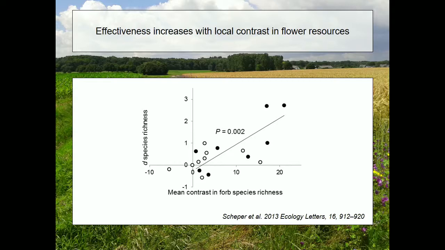But of course, it's not only the landscape, it's also the extent to which measures improve local conditions compared to control sites. And this is what we looked at over here. If measures improve floral resources more compared to the baseline, they are more effective. Makes sense, right?